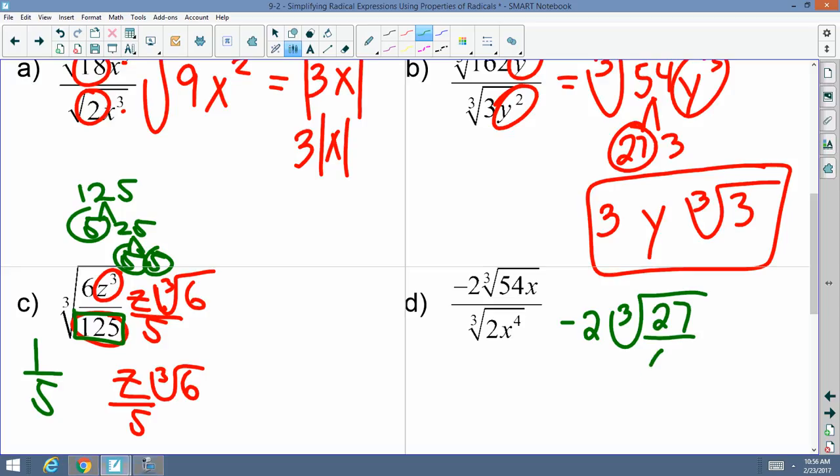In the denominator, x cubed. So this is going to equal, what's the cube root of 27? So this is negative 6. The cube root's gone. And what's the cube root of x cubed? Over x, because it was in the denominator.